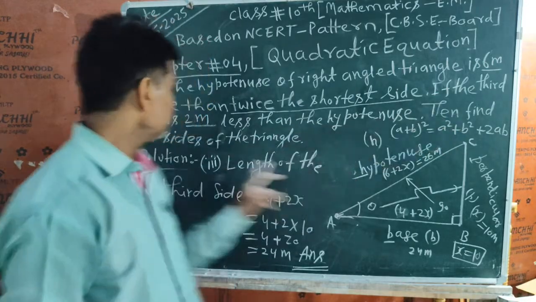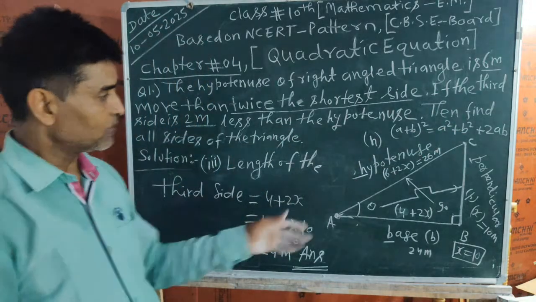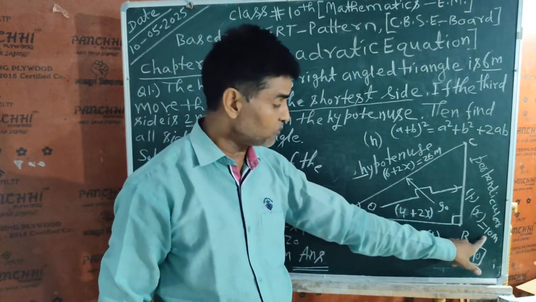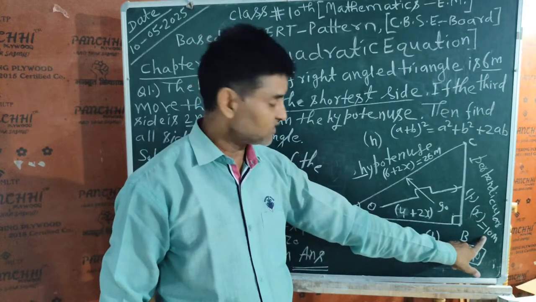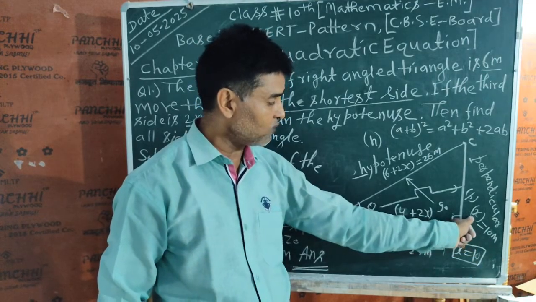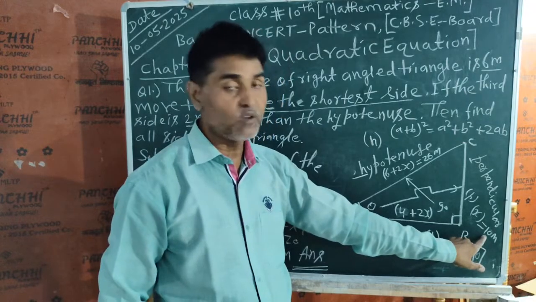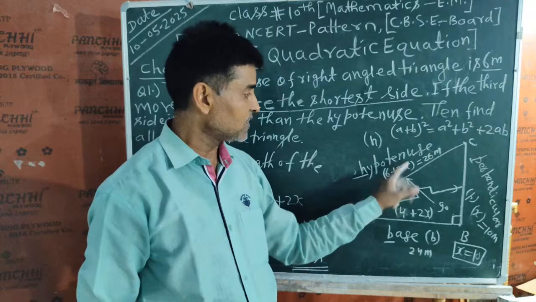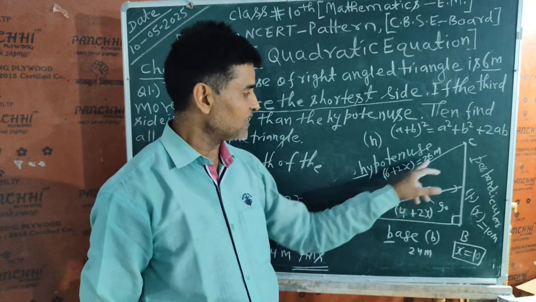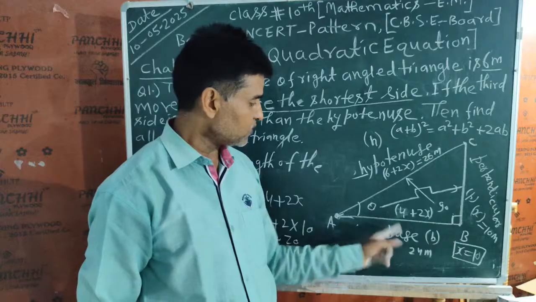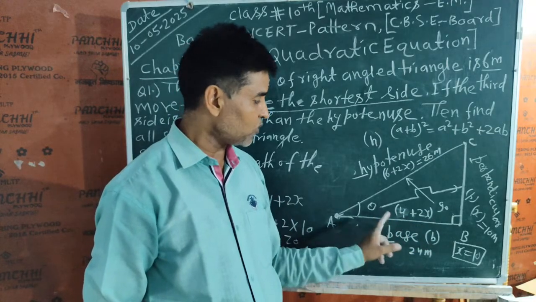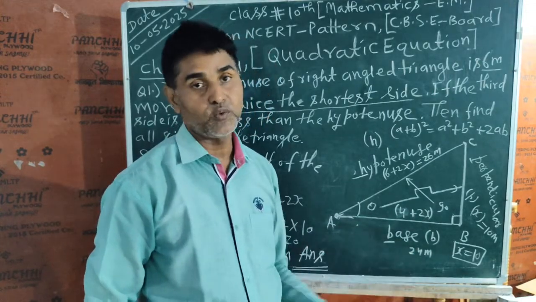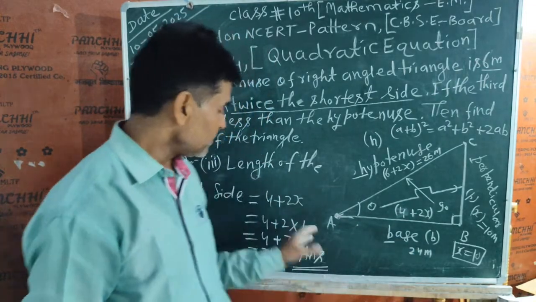Now here we have to find all sides of the triangle, because a triangle has three sides. One side, the smallest or shortest side, I assumed to be x, and its value I got is 10. The hypotenuse is 6 plus 2x, and after substituting the value of x I got 26 meters. The other value is 4 plus 2x, which is the third side, and after simplification I got 24. In this way I got its solution.